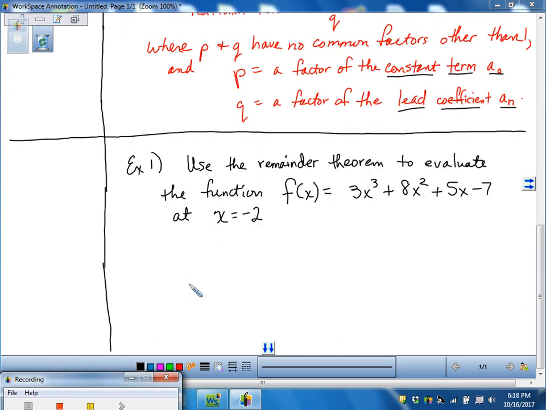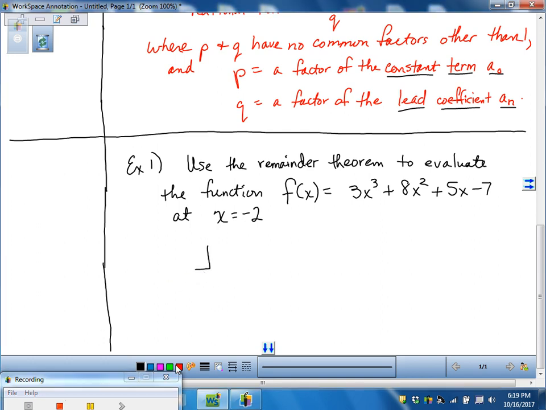Alright, example number 1. We want to use the remainder theorem to evaluate the function f of x equals 3x cubed plus 8x squared plus 5x minus 7 at x equals negative 2. So the remainder theorem tells us if we use synthetic division and end up with a remainder, then that's going to be the value of the function at whatever the x value is, and our x value is negative 2.